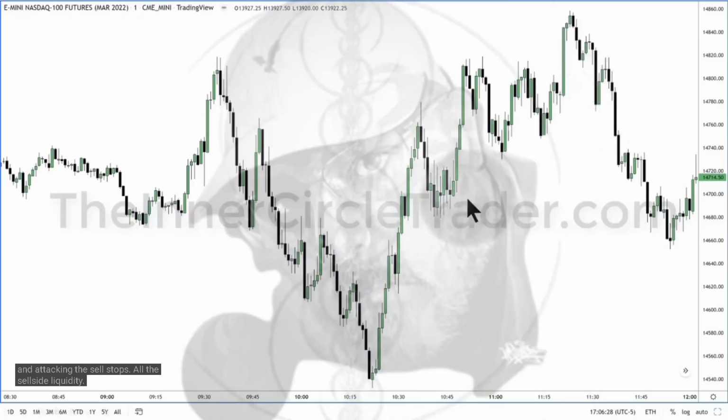All the sell side liquidity. It's offering it to the marketplace. That's what's happening. That's what the algorithm is doing. That's what the algorithm does. Okay? You buying and selling, me buying and selling, everybody over there on Reddit is not going to change anything at all. It's not going to do anything.